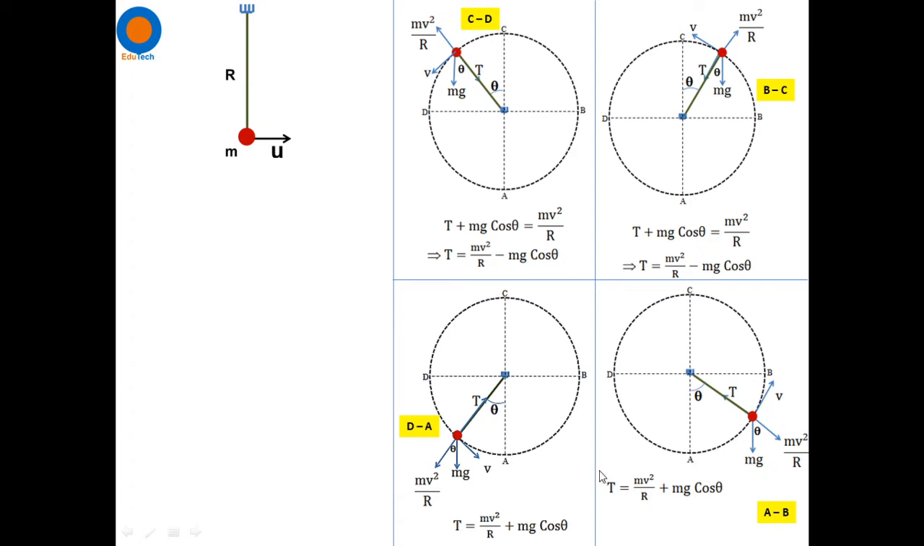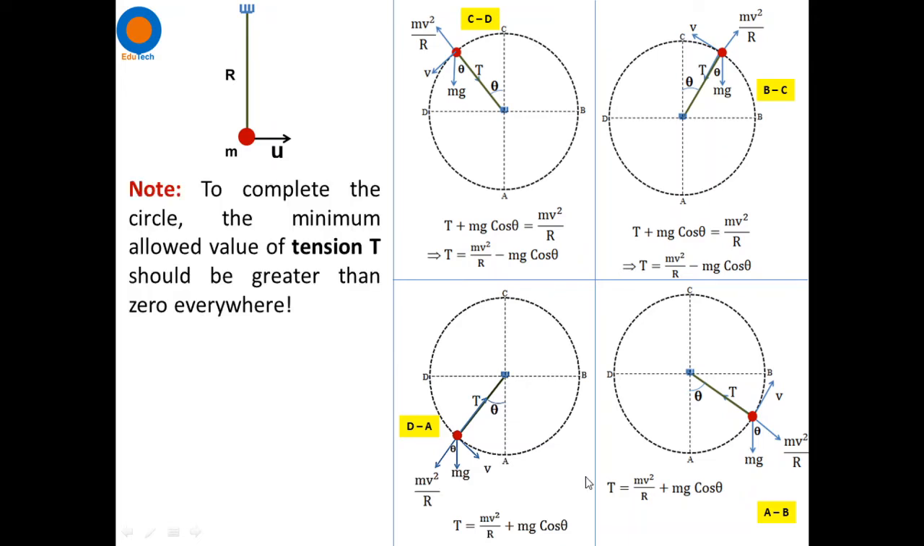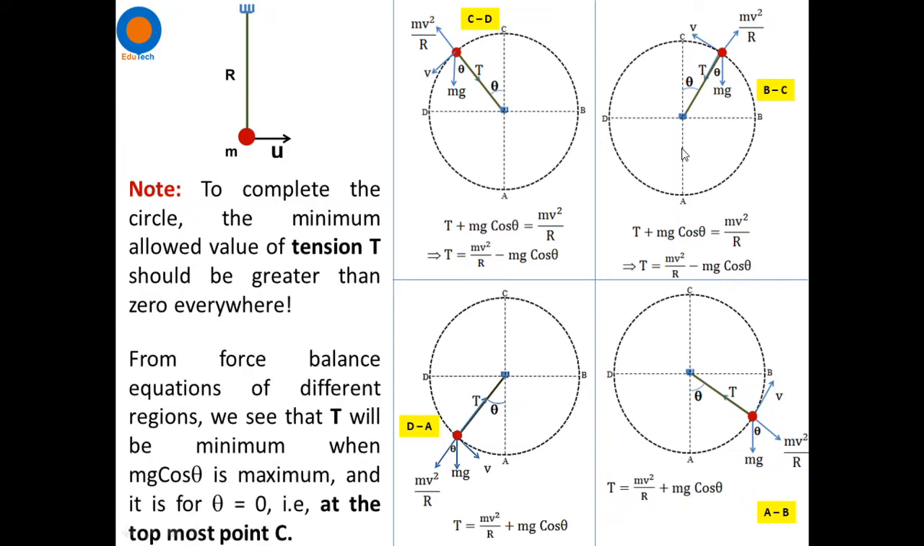Now see what we had discussed. For the particle to complete the circle, the tension T should not be 0. It should be greater than 0. Mind it, this is the key thing here. To complete the circle, the minimum allowed value of tension T should be greater than 0 everywhere. What will happen if the tension is 0? The string will become loose, slackness will come in it, and the particle will fall downward.